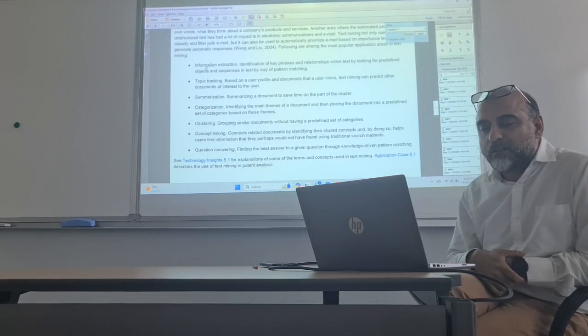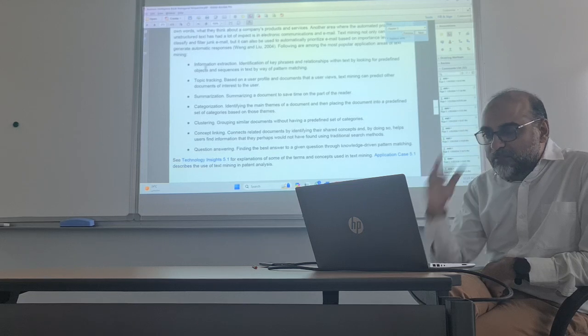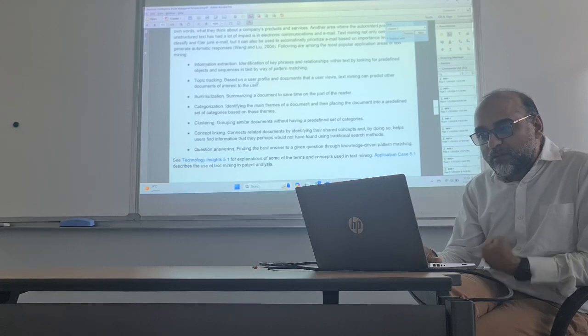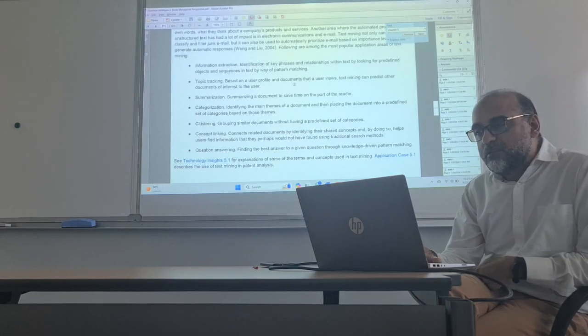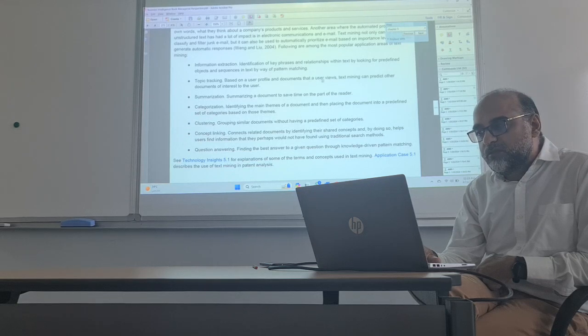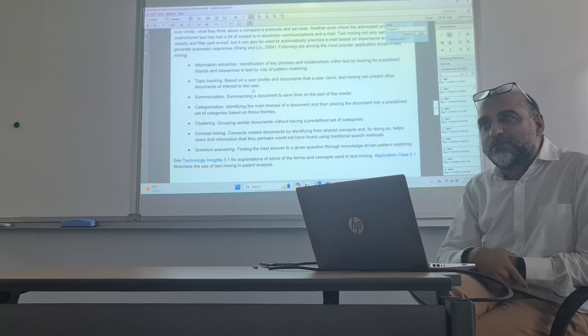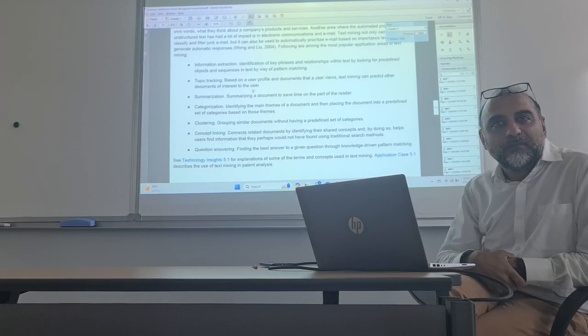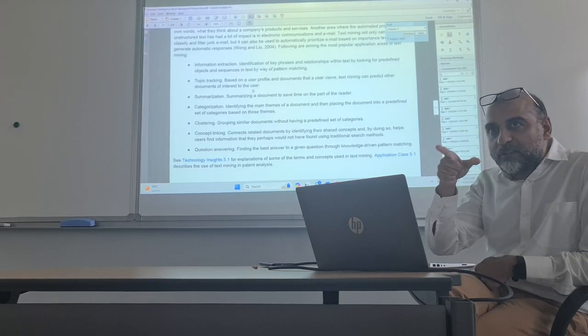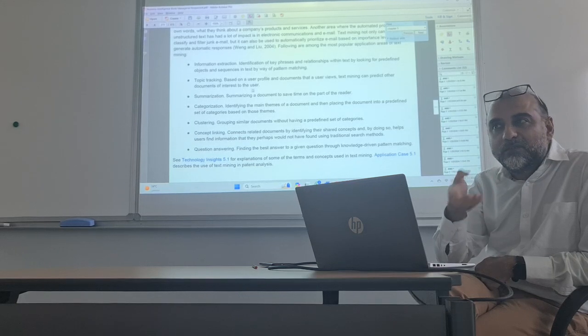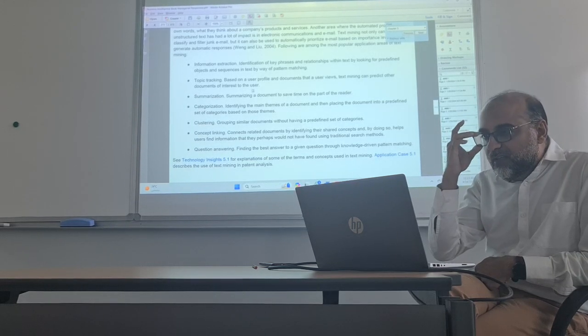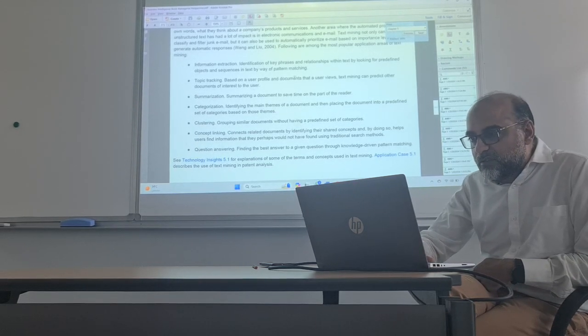Document tracking. Okay. So topic tracking is based on user profile and documents that a user views. Text mining can predict other documents of interest to the user. Is that clear? Based on user profile, so it has to do with a person, the user profile, and the documents that the user typically uses.